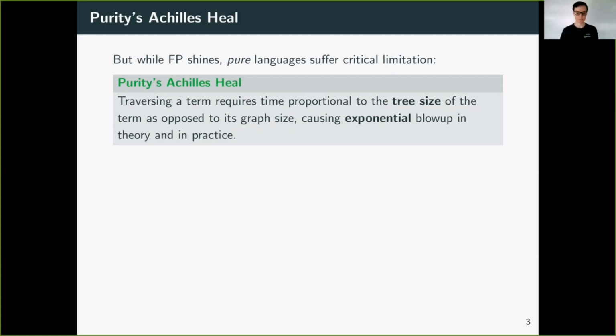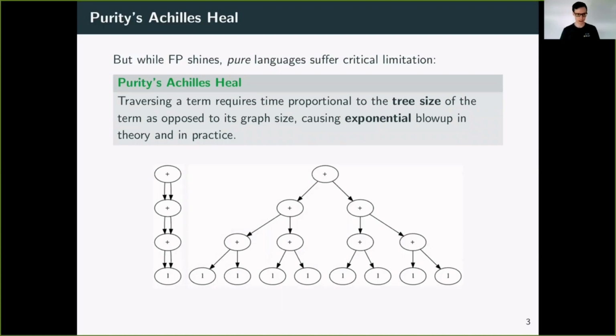And here's a little illustration. On the left, there's a term whose DAG representation has only four nodes, and in fact, has only four nodes in memory. But when you view it as a tree, it has 2^4 - 1 nodes. So exponentially more nodes in its tree representation than in its graph representation.